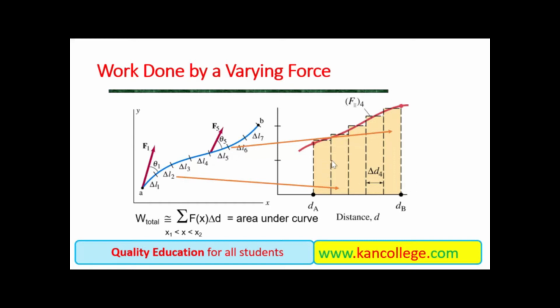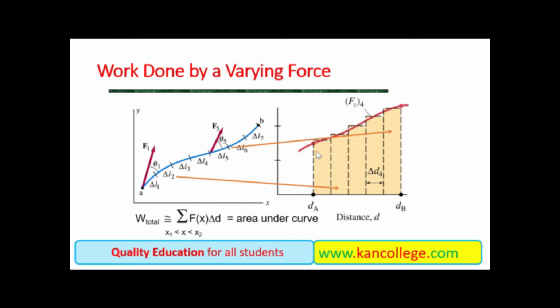So the areas of all the patches represent the work done in each patch. The area of the first patch is the amount of work done in the first patch. The value of the area of the second patch will be numerically equal to the work done in the second patch. Similarly, in the third patch, the area of the third patch will be numerically equal to the work done in the third patch, and so on.